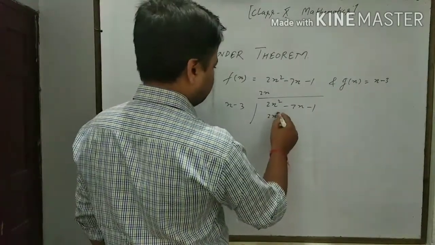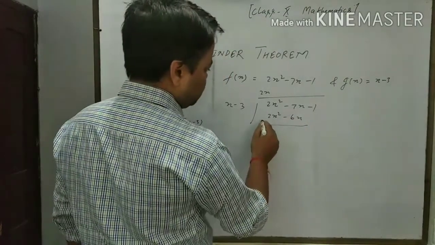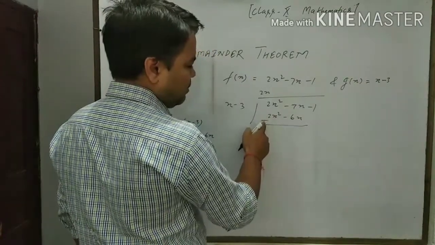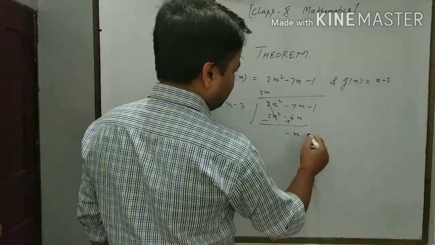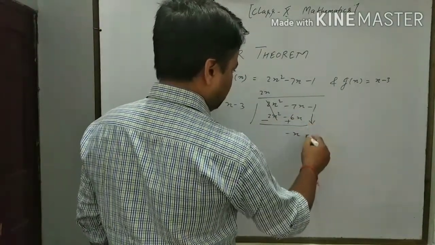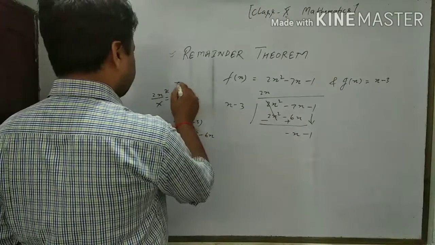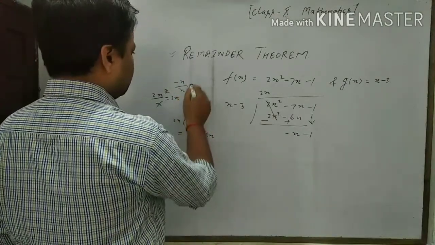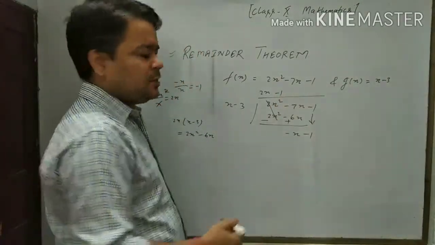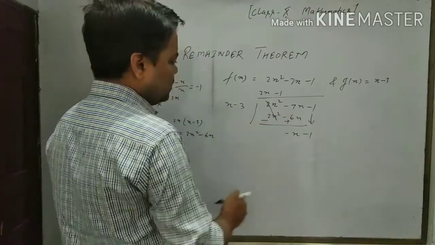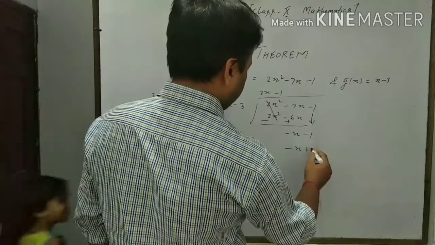Here we write 2x square minus 6x, and we know that in division there is a subtraction, so the plus sign will become minus and the minus sign will become plus. Now this cancels and the value will be minus x, and again take down this minus 1. Again take the first term, minus x, and the first term of the divisor, x; its value will be minus 1. Now multiply minus 1 by x minus 3, we get minus x plus 3.